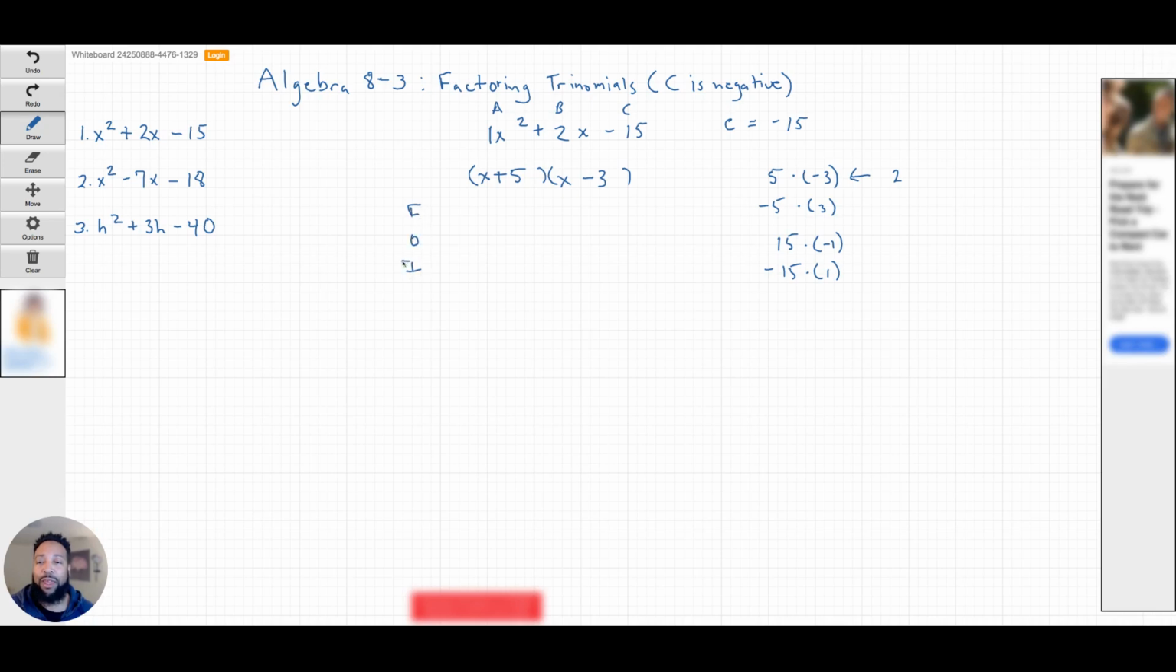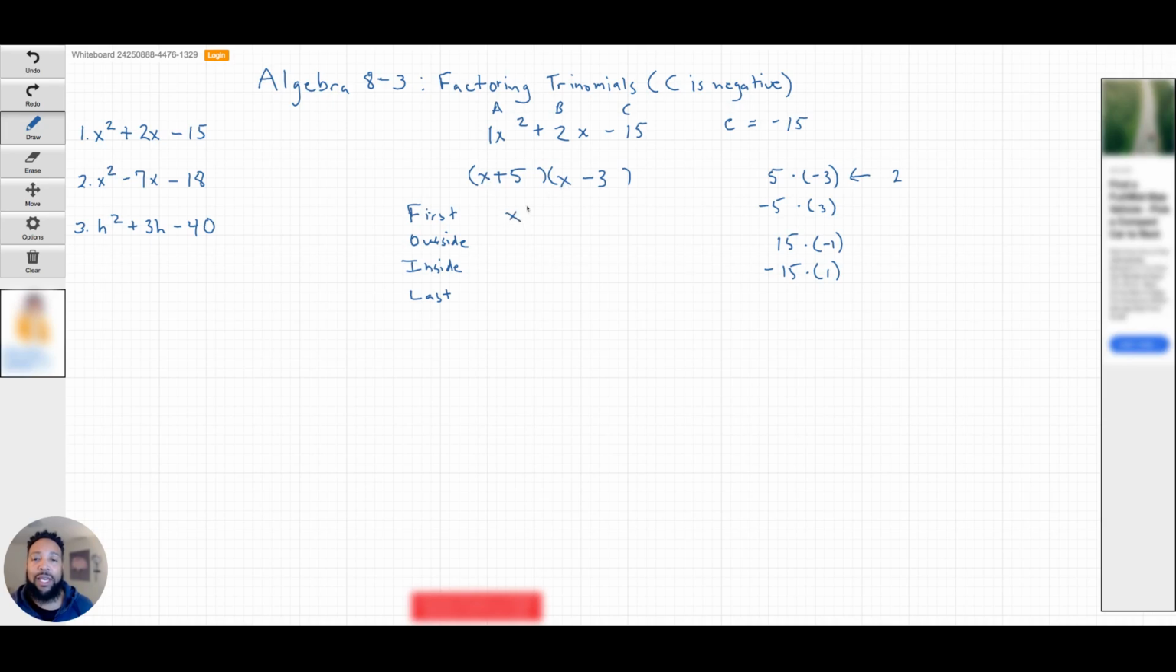We use our FOIL method, which we learned in previous lessons, is first, outside, inside, and last. And what this is when you have two parentheses of two binomials, x plus 5 and x minus 3, when you multiply those, you usually get a trinomial, but there's a certain way you multiply those, and you use what they call the FOIL method. So when we're multiplying these two binomials together, we look at the first variables in the parentheses as x and x.